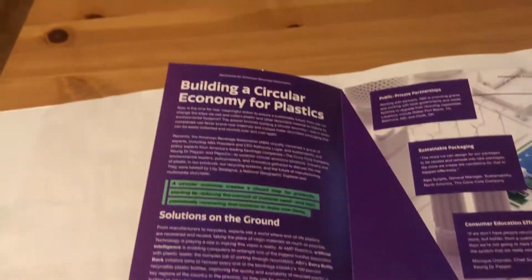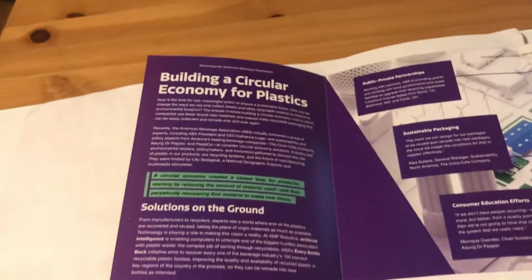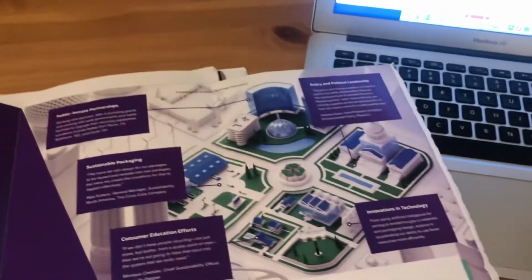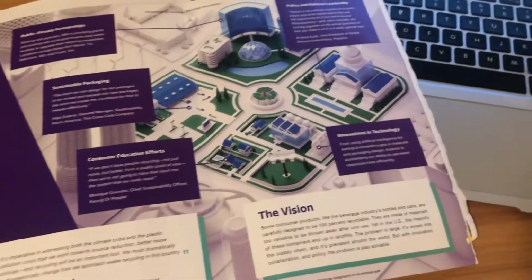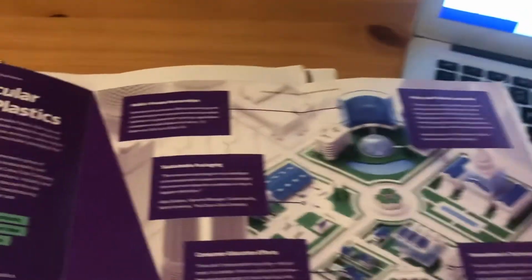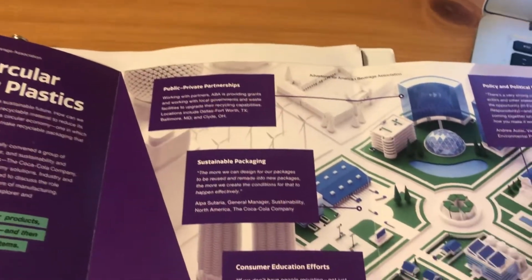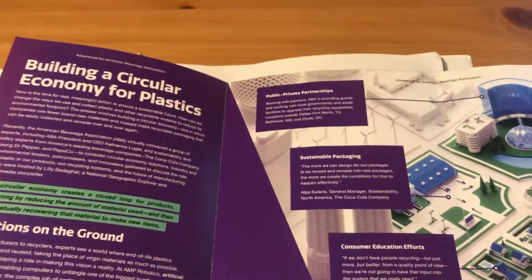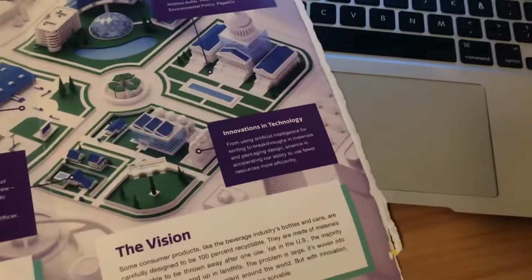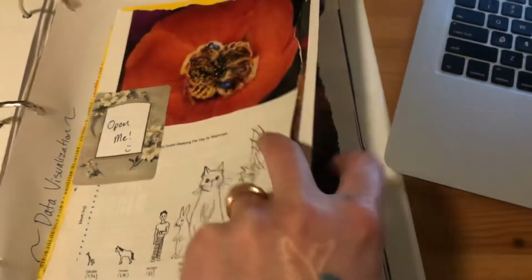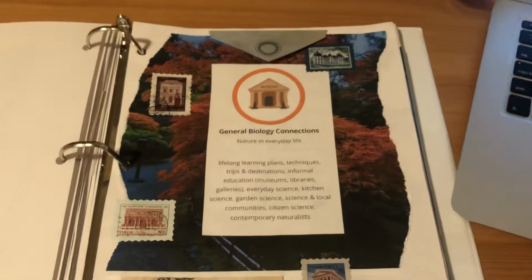But this is called Building a Circular Economy for Plastics and Solutions on the Ground. And this I thought was a really great way that the artist kind of represented the statistics for this and the way that they kind of had an idea of what the future of plastics can look like that would actually be sustainable. And so I thought that that was just a great representation of that, so I wanted to include it as well. Now we've got general biology connections.